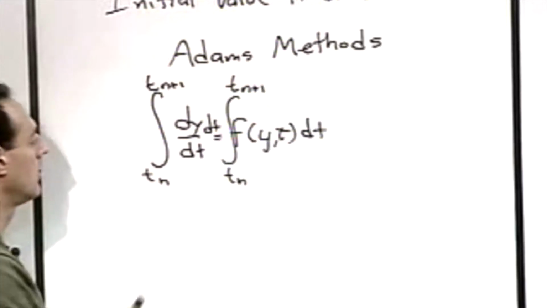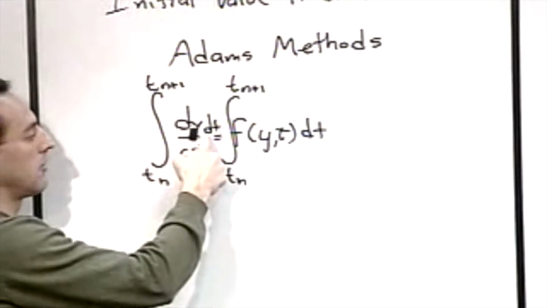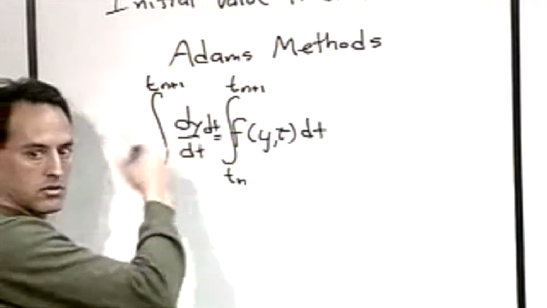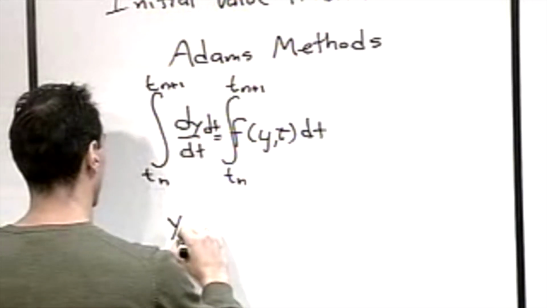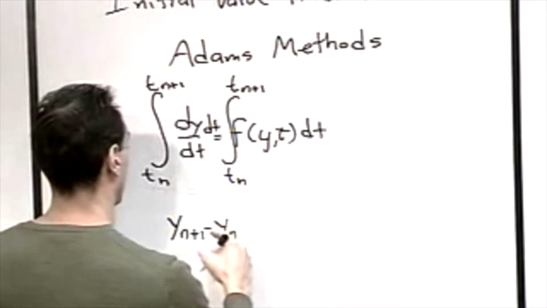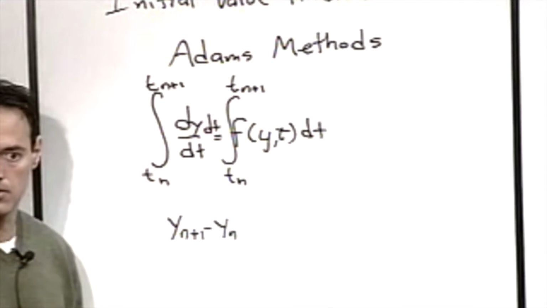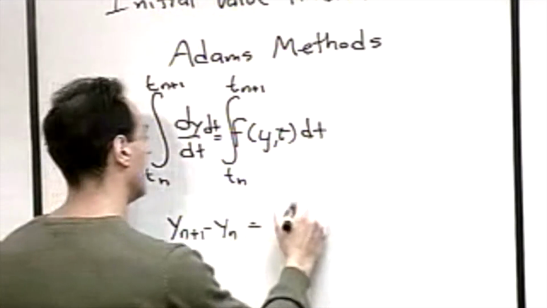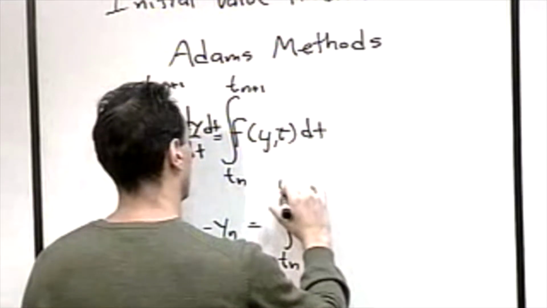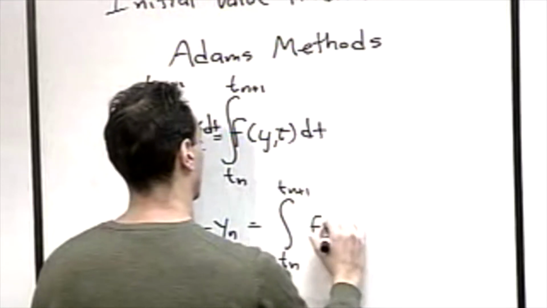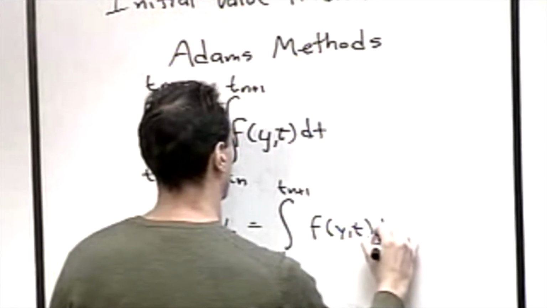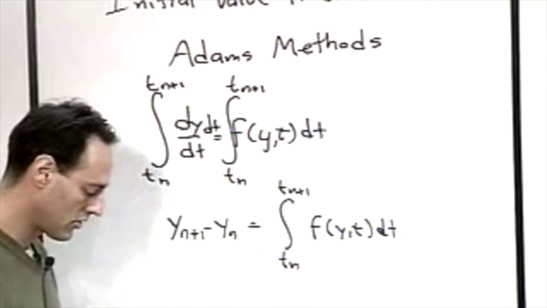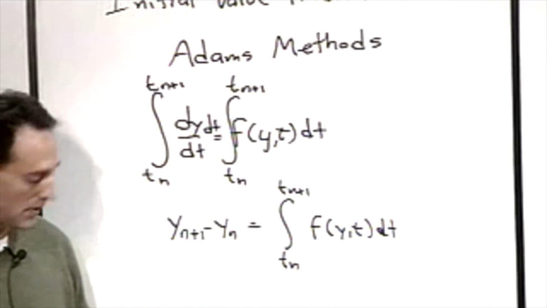And what do you get? Well, if you integrate this side, differentiation and integration undo each other, and you end up with y of n plus 1 minus y of n, after you evaluate this thing at the limits, is equal to the integral of the right-hand side. Nothing so hard about that. And this is exact.